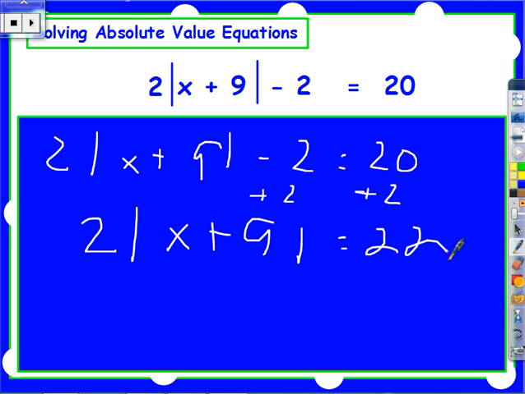Again, divide through by the 2 that's in front of the absolute value. Get absolute value of x plus 9 equals 11. Then I'll end up solving my equation the same way that I have been. Let me turn the page and show you how that looks. Got absolute value x plus 9 equals 11.